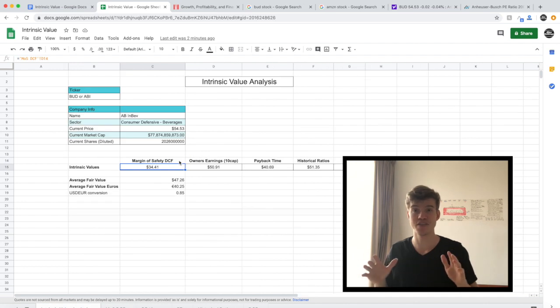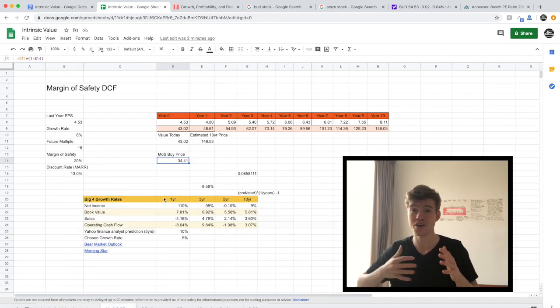That is it for this margin of safety method. I hope you guys have enjoyed it, and I hope that you guys have understood this and are now able to apply this to a company of your choosing.